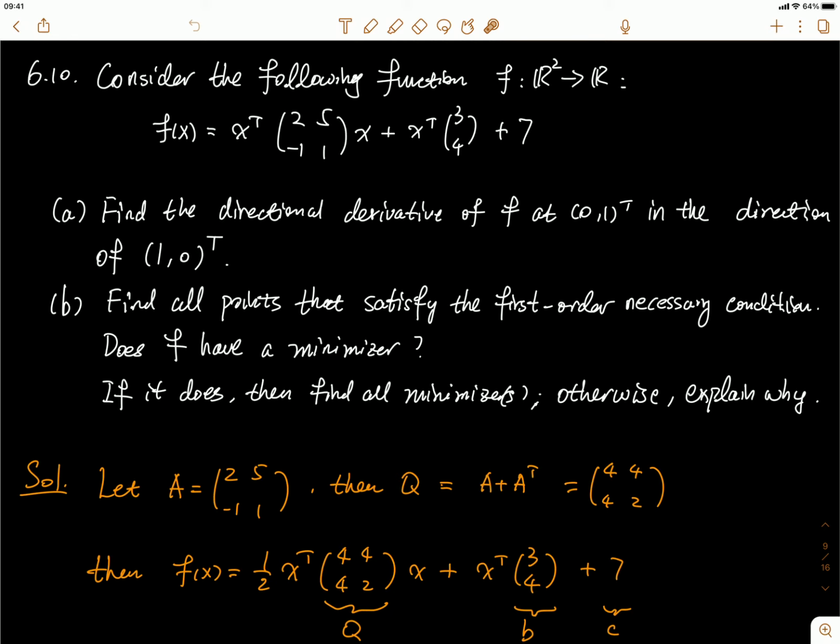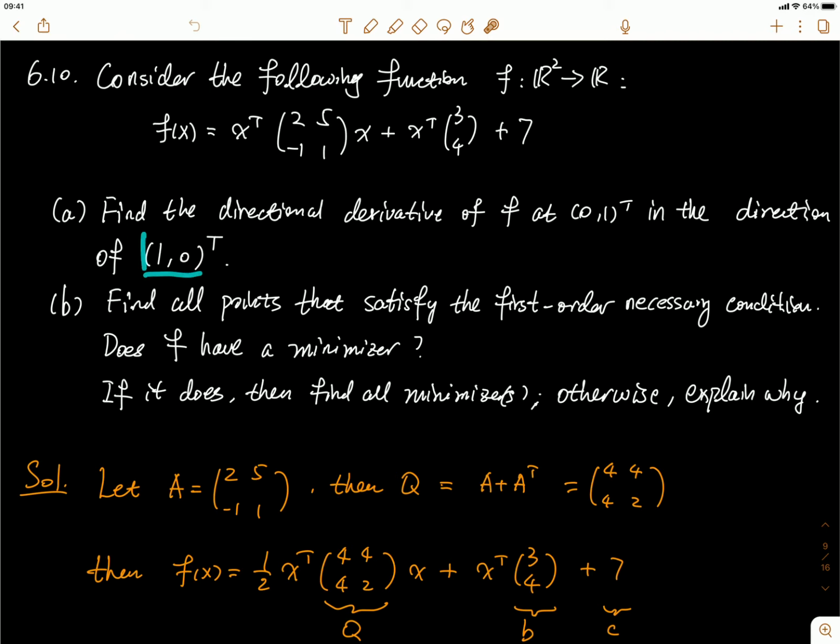This problem gives us this function, a quadratic function f, that is written in this way. Notice that this matrix, we can always rewrite it into a symmetric one, just to keep the same value of this. Okay, so the first question is to find the directional derivative of this function f at point (0, 1) and in the direction of (1, 0).